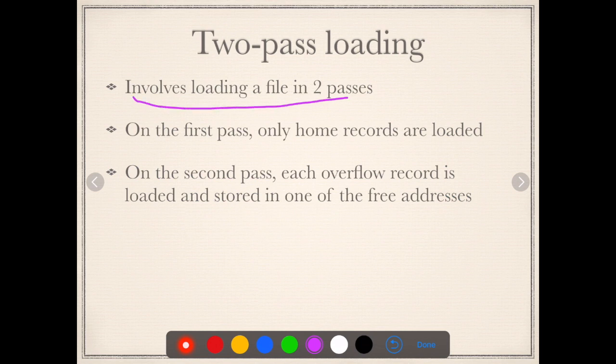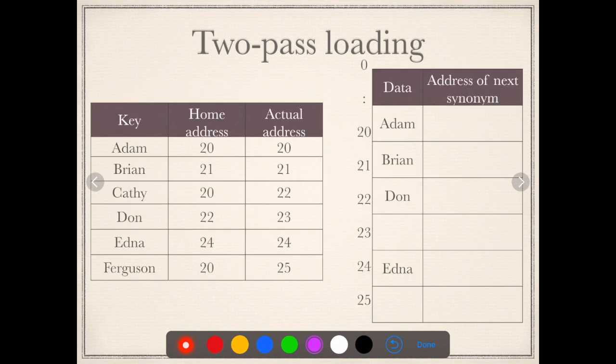On the first pass, only home records are loaded. That is, if we have 2 keys with the same address, only one of them will be stored. The other key will be stored in the second pass. On the second pass, overflow records or synonyms, what we saw, will be stored. So we will see how it works.